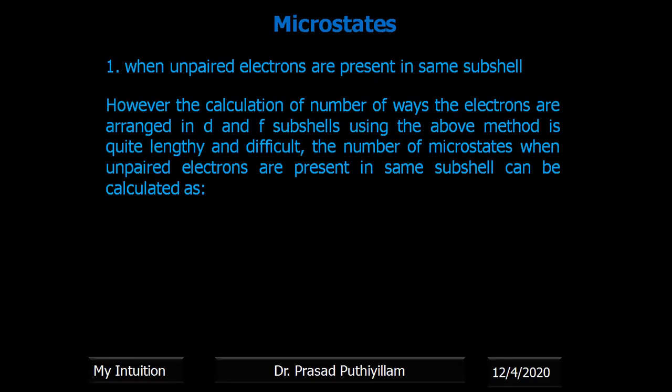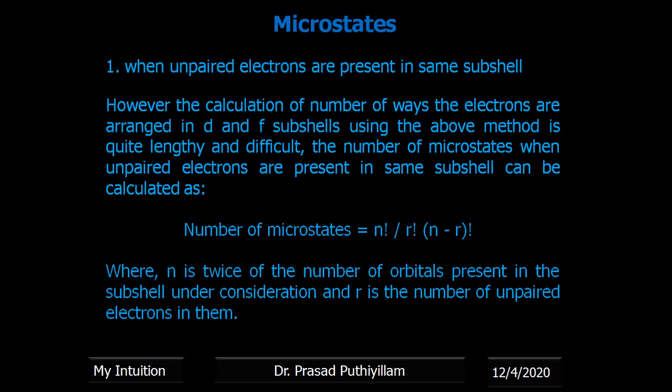Whereas when it comes to D and F with more electrons, say D4 or D5 or F6, there are very large numbers of microstates, or very many ways we can arrange the electrons. Therefore, drawing them as we did just now is difficult, and we may make errors. Therefore, to calculate the number of microstates, we have an equation: n factorial divided by r factorial multiplied by n minus r factorial. Only n factorial is in the numerator, and r factorial and n minus r factorial are in the denominator.